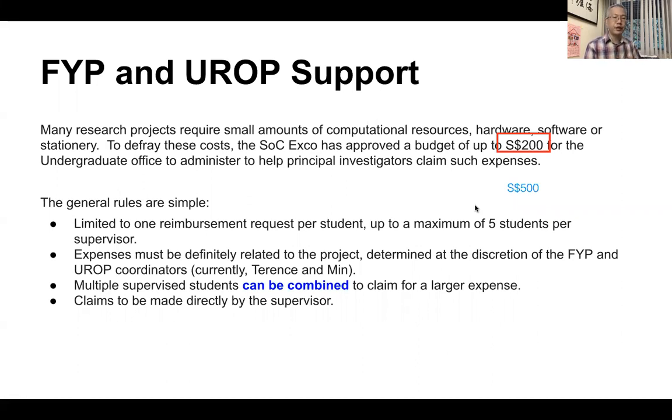Similarly, if you have a hardware expense, you need to buy a Raspberry Pi, or a couple of students are working with one professor using an Oculus Rift, then that professor can bundle all two or three of the students to claim up to $1,500 worth of funds from the school to do that. Okay, so the rules are listed on the slide. There's only one reimbursement request per student, and they have to go through your supervisor to do that. Okay.